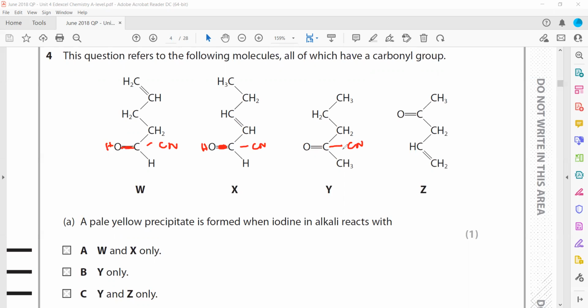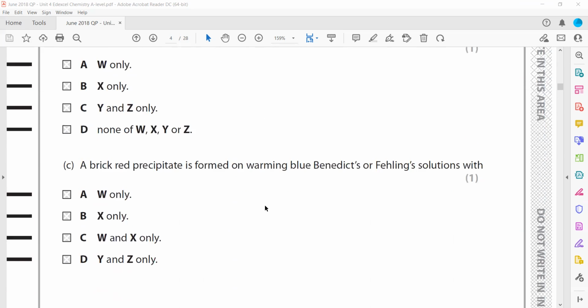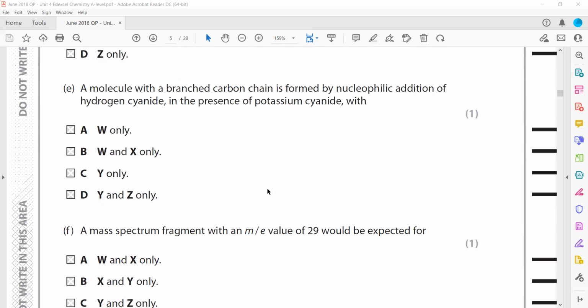When this is added, it will be a branch because if I count from here 1, 2, 3, 4, 5, so this will be a branch. And when here also HCN is added, H will be there and CN. So if I count from this one 1, 2, 3, 4, 5, so this CH3 is the branch. So Y and Z will produce a branched compound as compared to the others. So in that case, Y and Z, so D should be the right answer.